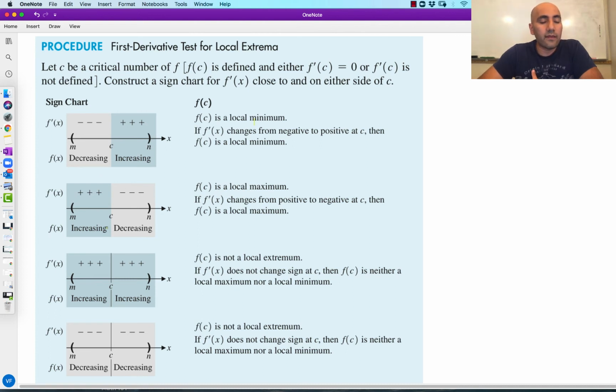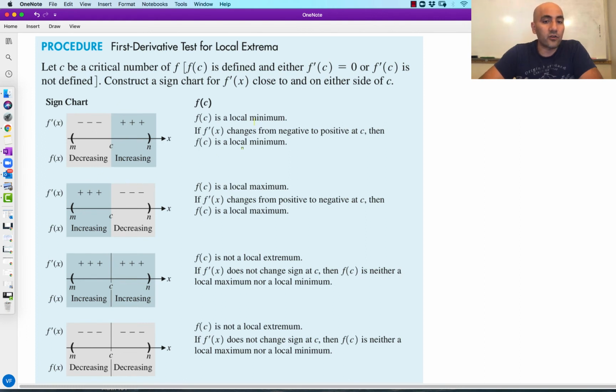Then we can conclude that the underlying function is increasing on this interval because the first derivative is positive. We can conclude that the underlying function f of x is decreasing on this interval because the derivative is negative on that interval. And because f of c is defined, we see that we have a local maximum at c, right? That's because we saw a change in the sign of the first derivative. It went from positive to negative, right?